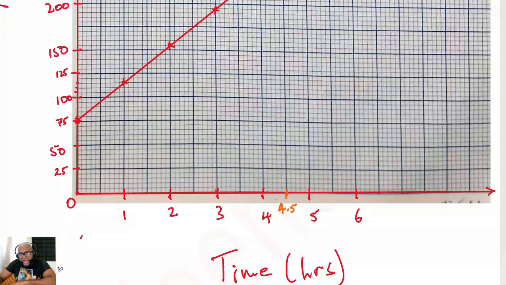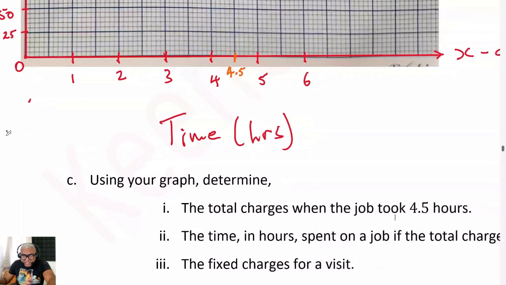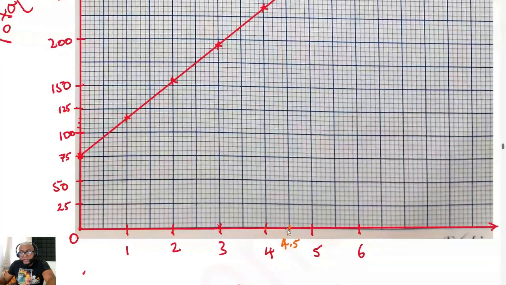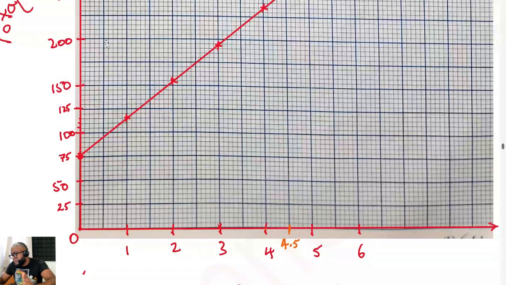So, Aaron, the question is asking us the total charges when it took 4.5 hours, right? So I located 4.5 hours on my x-axis. All I need to do, Aaron, is draw a line going up to my line graph and go across to the y-axis, and I'll know what those charges would be.